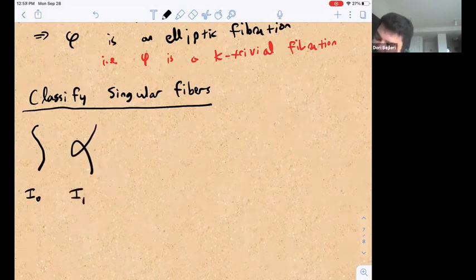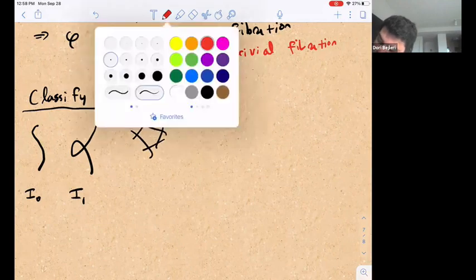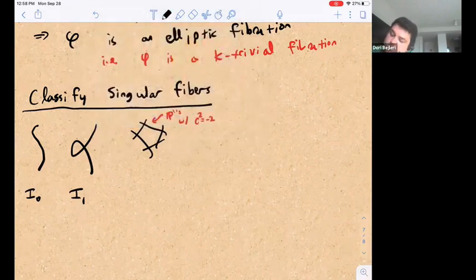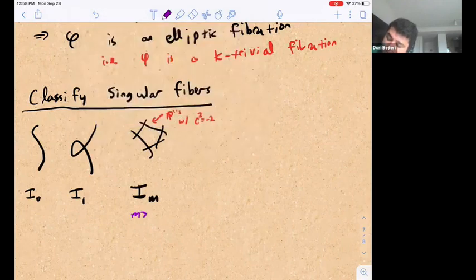We could have a fiber that is a loop of P1s. So each of these are P1s with self-intersection -2. And depending on how many of them there are, we'll call this an IM fiber, where M is the number of P1s that appear in this loop.